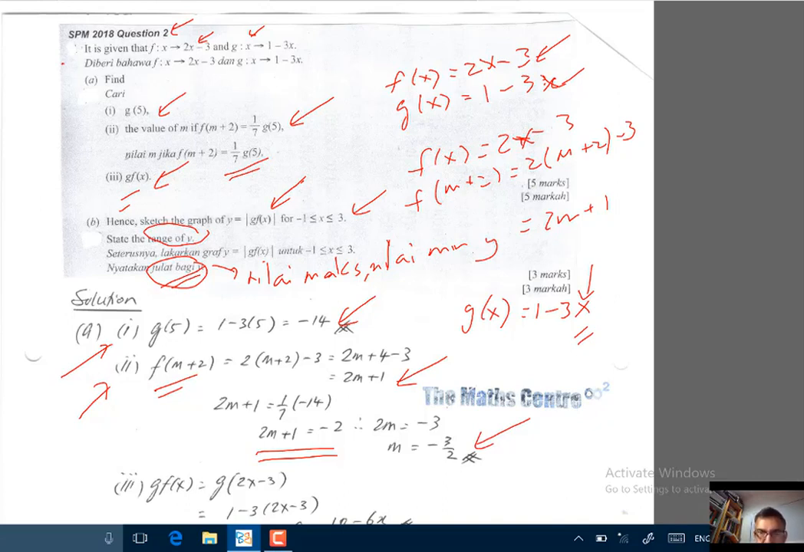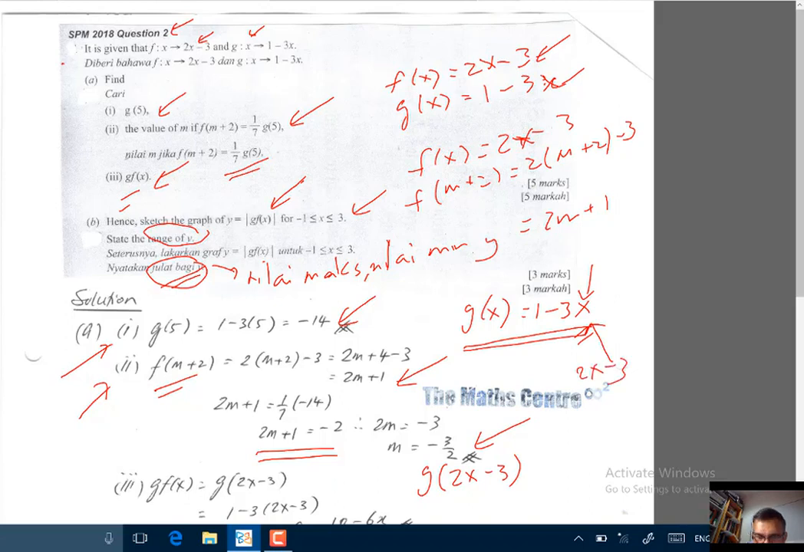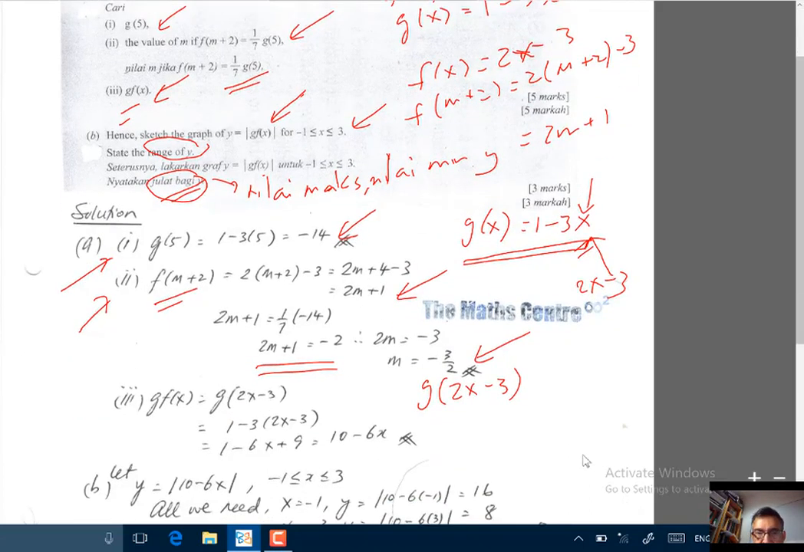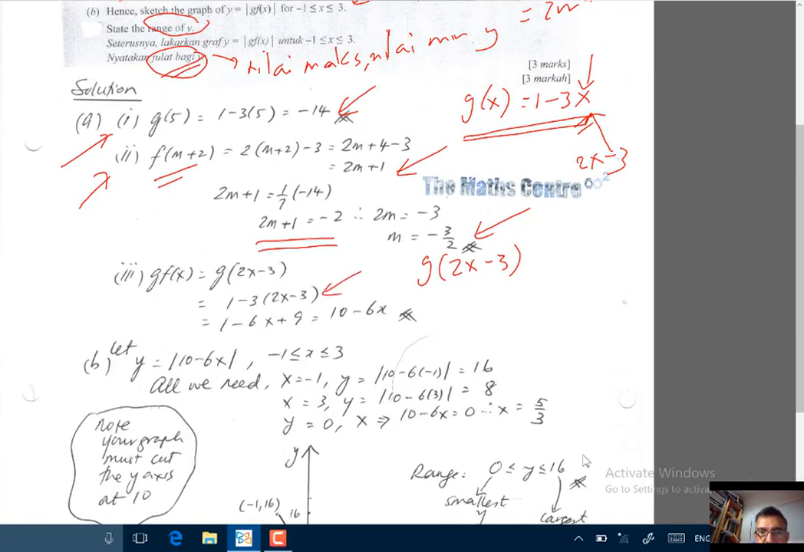Then to the last part, we are going to find g of fx. So g of fx, what is fx? Fx is 2x minus 3. So we know gx is 1 minus 3x. Where you see x, you plug in what? 2x minus 3. So that's what I've done here for you. If you open this up, kalau kita kembang ni, 1 minus 3 times 2x minus 3. This one here will be 1 minus 6x plus 9, and you will get minus 6x plus 10. That's what you see here.